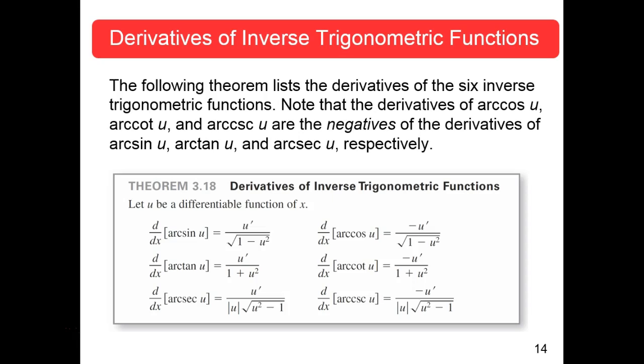d/dx, love saying that, of arc sine u would be u prime over the square root of 1 minus u squared. All right. Now, is there an easy way to remember this? I don't think so. Except, here's how I remember it, and it basically comes from this. Remember that sine and cosine are related by sine squared x plus cosine squared x, or sine squared u plus cosine squared u is equal to 1.